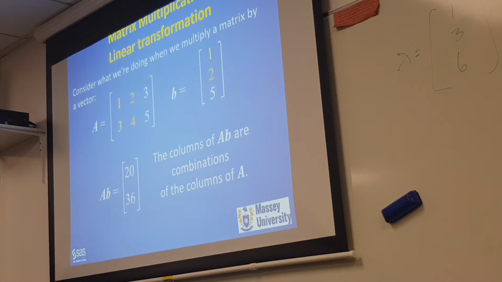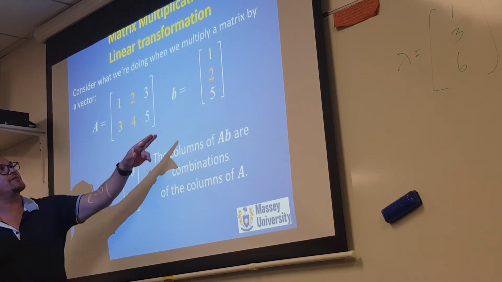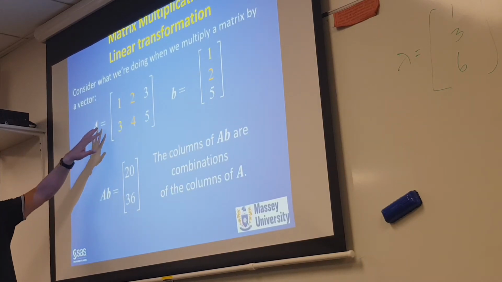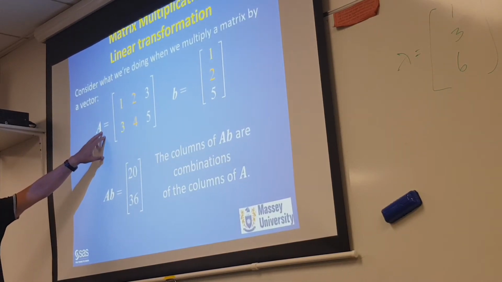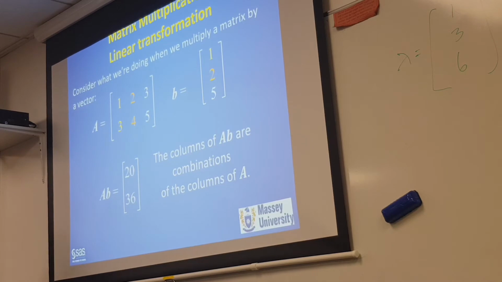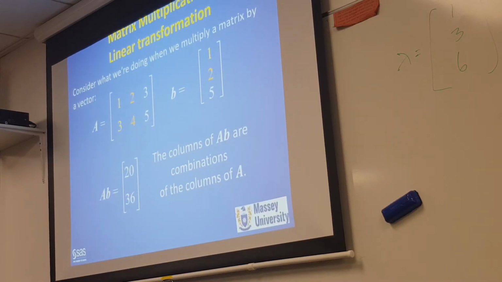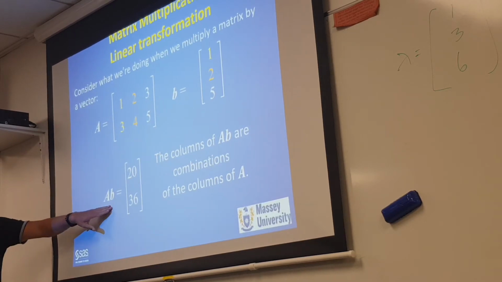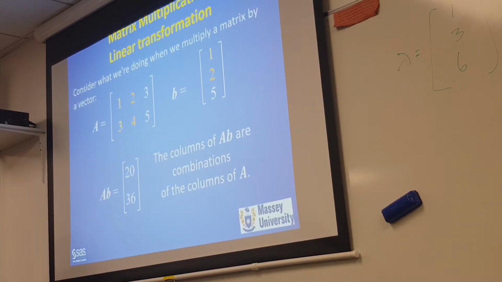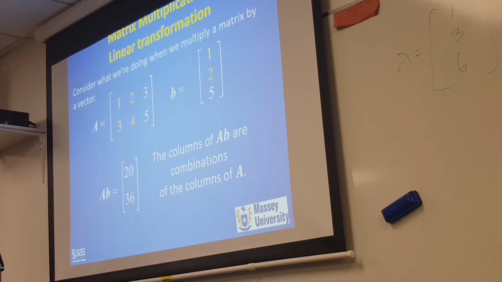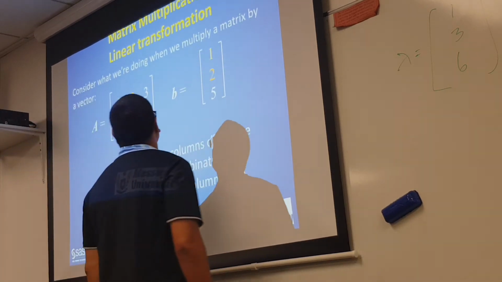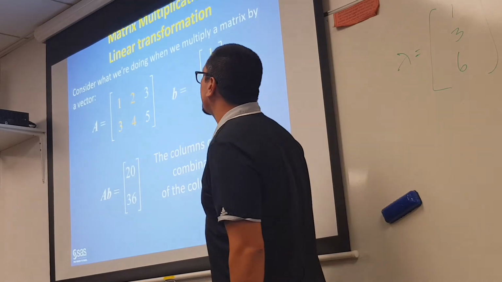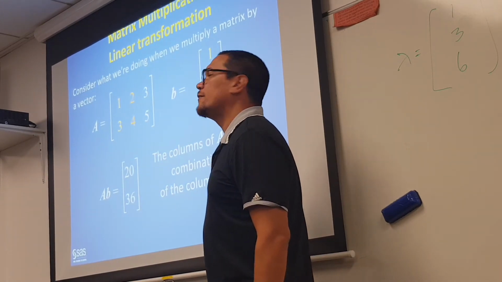If we have a vector here, 1, 2, 5, and I'm multiplying it by this matrix A, what do we get? Well, what we have essentially is a linear combination. The columns of AB are combinations of the columns of A. What is it in fact? Well, it's 1 of the first column, 2 of the second column, and 5 of the third column.